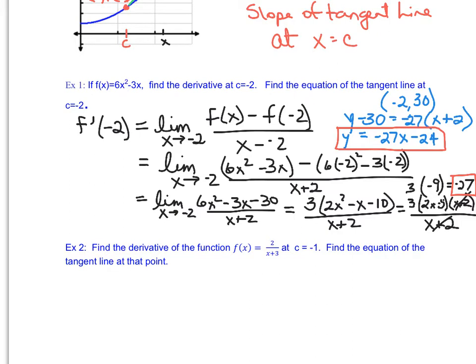Now, of course, we could check that answer by entering our original function into our graphing calculator. Then, of course, we would like to enter into our graphing calculator the equation of the tangent line. And when we do that, we should see that those two intersect at c equals negative 2. And the tangent line should look like it's tangent to the curve at that spot. You're going to have to adjust your window to take a look at that.